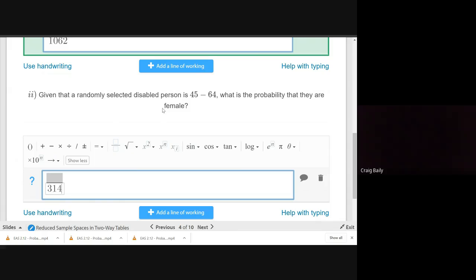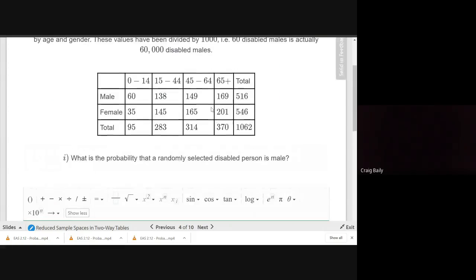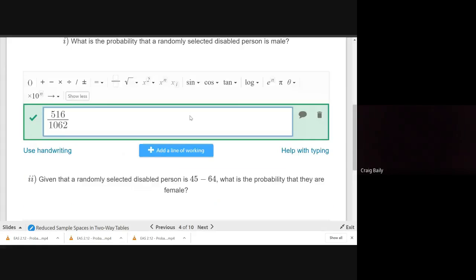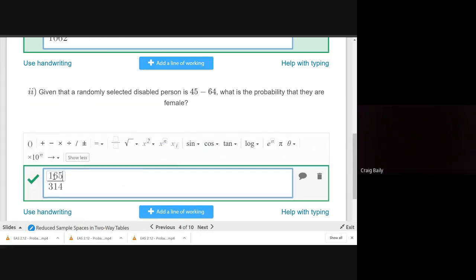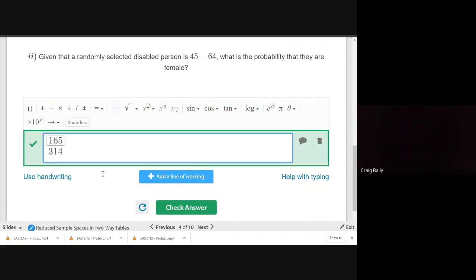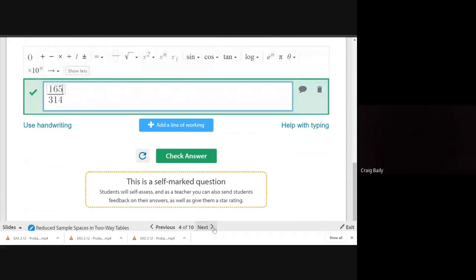So given that condition, what's the probability that they are female? So in that column, females are 165. So 165 out of 314 for that one. And let's try another one.